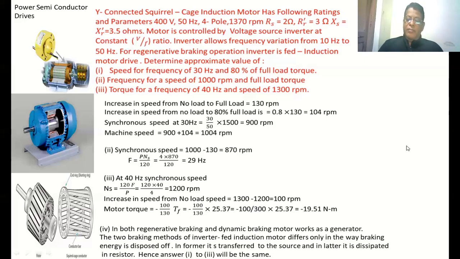In both regenerative braking and dynamic braking, the motor works as a generator. In these two braking methods of an inverter fed induction motor, the difference is only in the way the braking energy is disposed of. Nothing but in regenerative braking, the energy will be given back to the supply. In dynamic braking, the energy will be wasted across an external resistor.